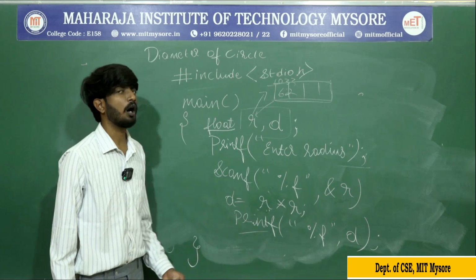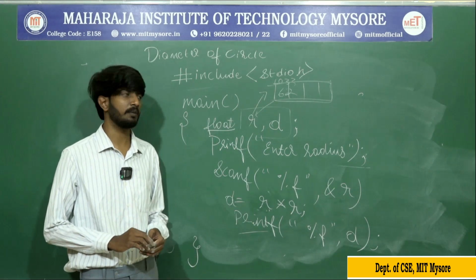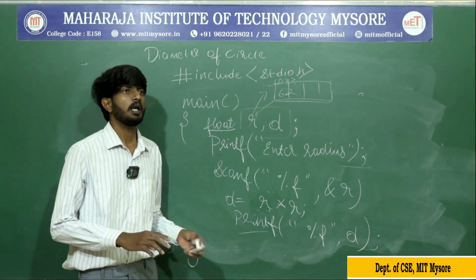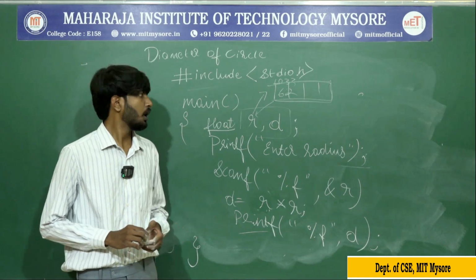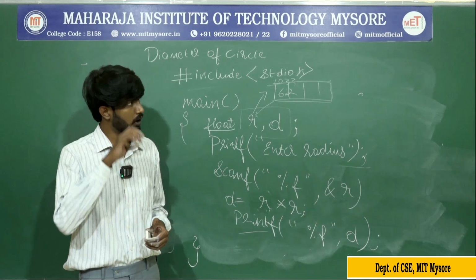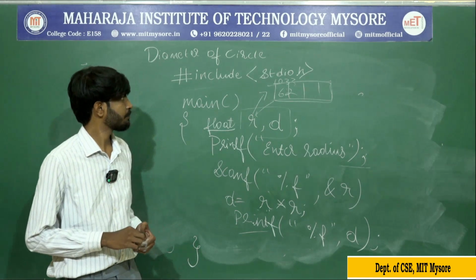So this is how you are going to write a C program. This is a simple C program. Further on we are going to use some more complex programs to write the C structure. Okay.